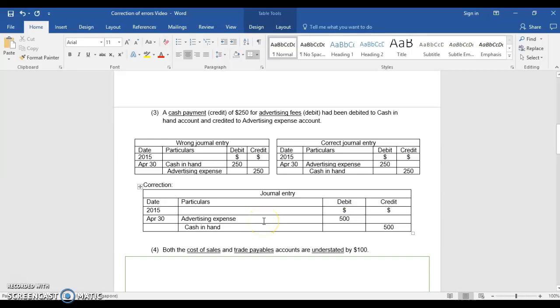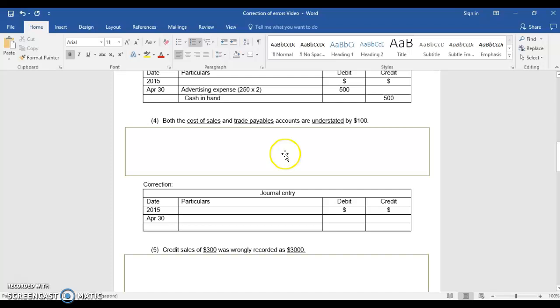Advertising expense as well. If I just debit one time, I would have just made $0 in the advertising expense. But no, we should have positive $250. So we're going to do it one more time. So this error, we are going to call the error of complete reversal. This is the only error where you need to multiply the amount by 2 times.